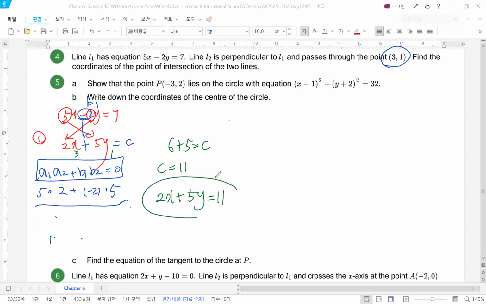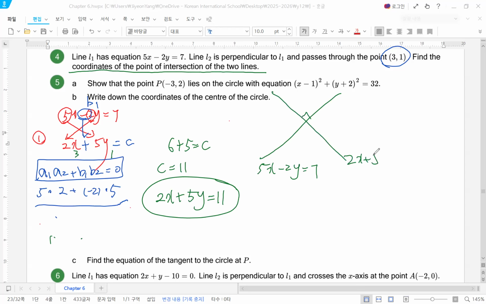Okay, and then you need to find the coordinates of the point of intersection of the two lines, which means 5x minus 2y equals 7 and 2x plus 5y equals 11. So for the point of intersection, you need to solve the simultaneous equations of these two. Do you understand? Okay, so by using your own calculator, please give me the value of x and the value of y by solving this simultaneous equation.